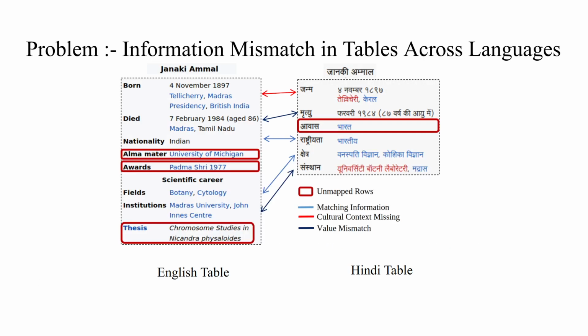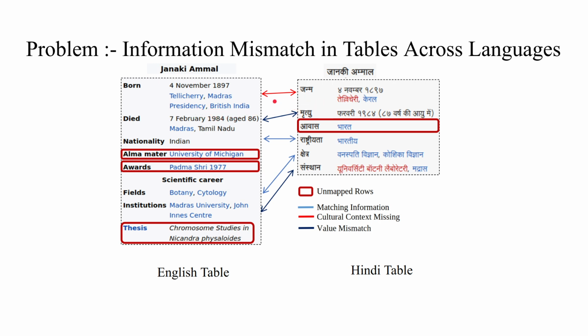What is the problem of information mismatch? Let me illustrate it with an example. These are two tables of the same entity in different languages as found on Wikipedia. If you look closely, you'll see that there are several inconsistencies between the two tables, such as a value mismatch, rows present in one table that are not present in the other table and vice versa, and also different cultural contexts across the two languages.